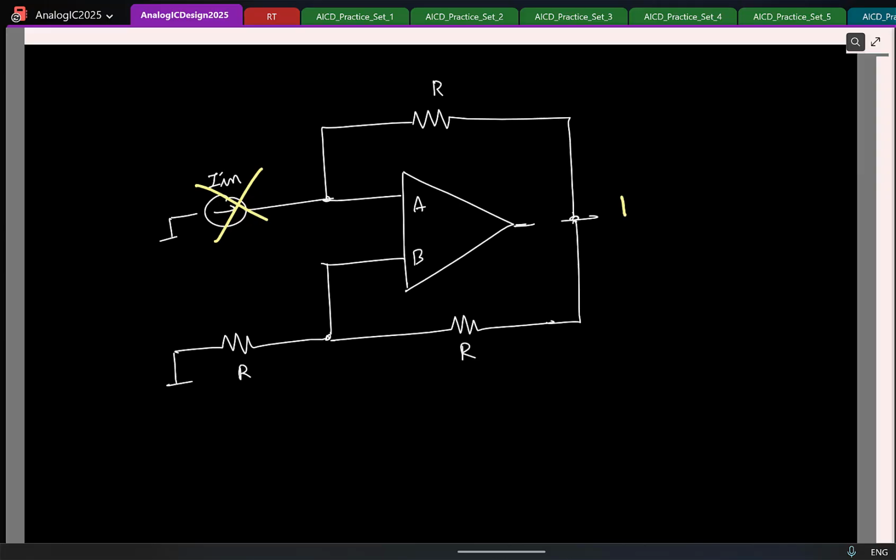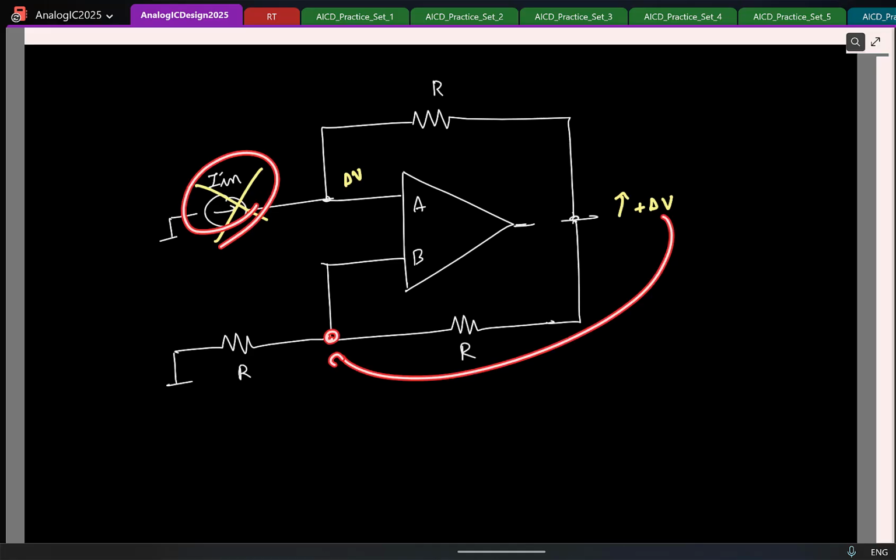Let us say it increases by some delta V, plus delta V. How much will be the change that will be reflected here? The entire delta V will drop here, because it's an open circuit here. So how much of delta V will drop here? Delta V by 2.